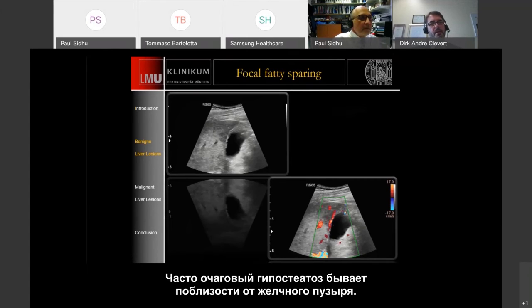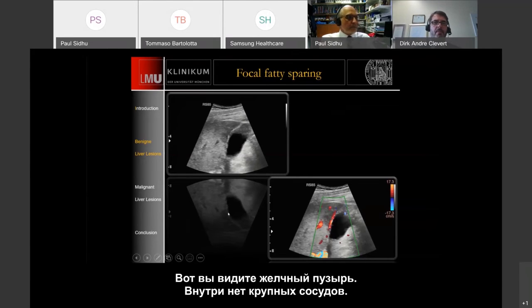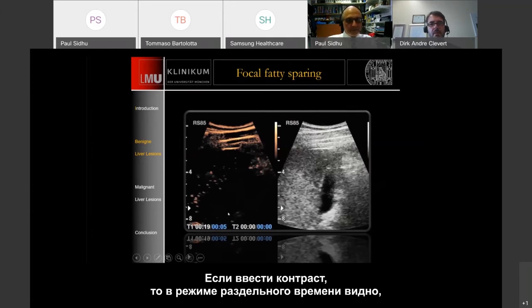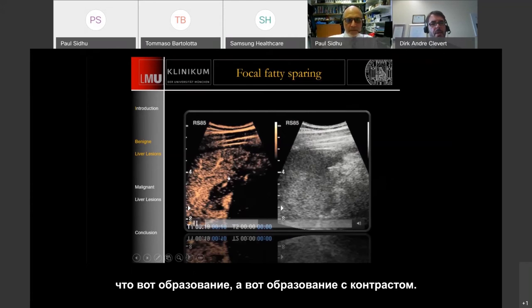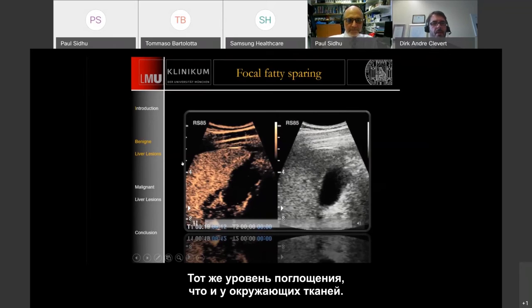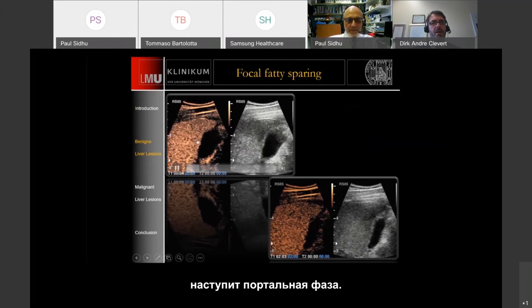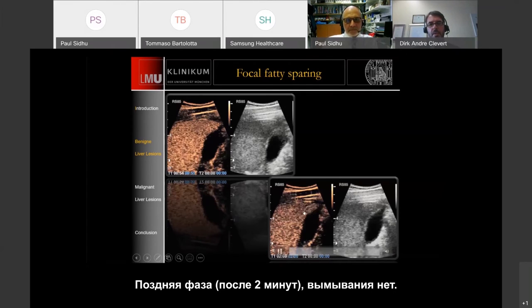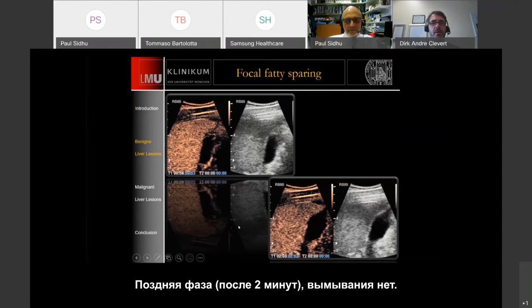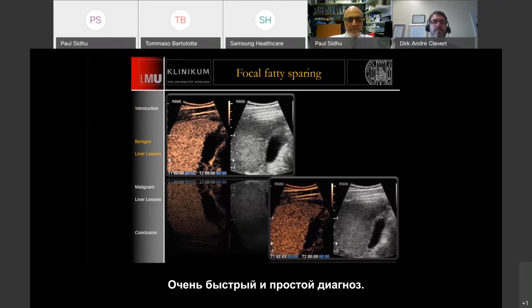Often we find this focal fatty sparing close to the gallbladder. You see in color Doppler there are no major vessels inside. If we inject contrast, you see in the split mode, there's a lesion in the contrast. Same contrast uptake as the surrounding tissue. If we wait a little bit longer, you see also here, in the portovenous phase, same enhancement, no washout. Late phase after 2 minutes, no washout. So just a focal fatty sparing, very quick, easy diagnosis.